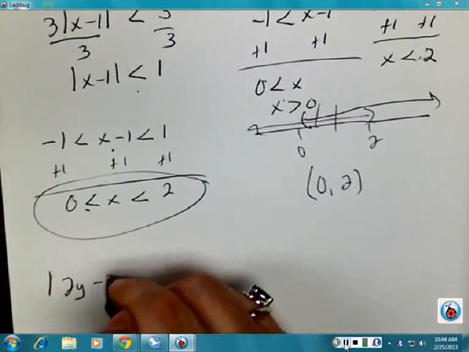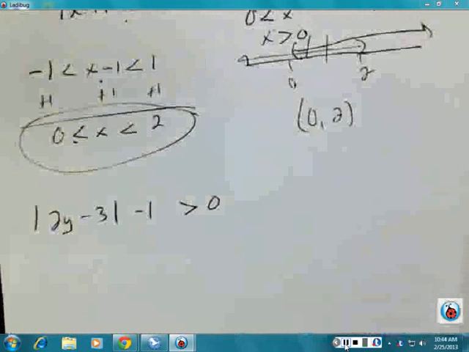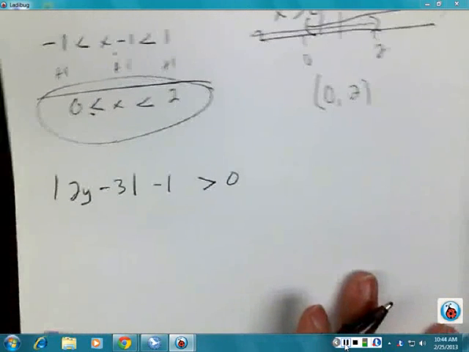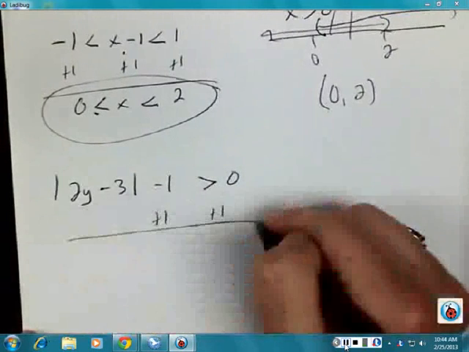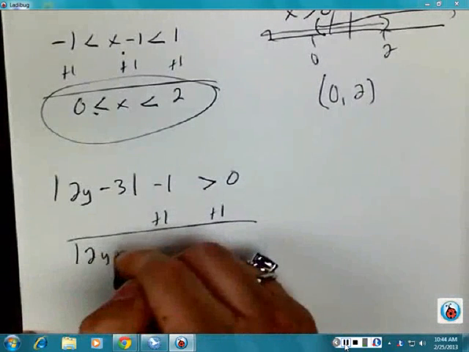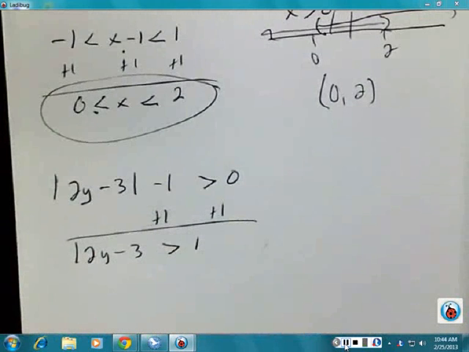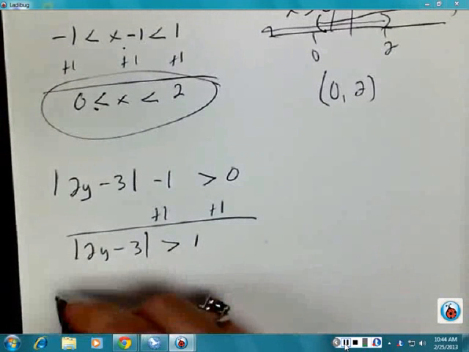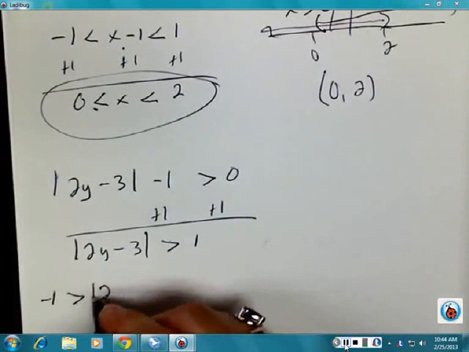Absolute 2y minus 3, we'll do one more. We've been doing a lot of them that had less than signs. We're going to do a greater than in there. So what would I have to do to this one? You would add 1. And that gives you the standard. Then I have my 2 pieces. Negative 1 is greater than absolute 2y minus 3.